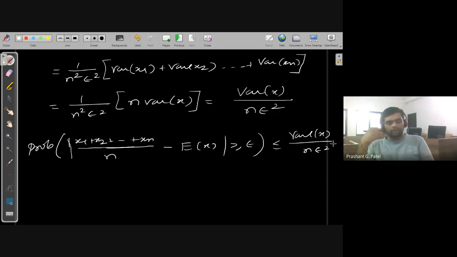Later on we will see a tighter concentration bound for the spherical Gaussian and for the sum of 0-1 valued random variables. So as an application of the law of large numbers, let us see.